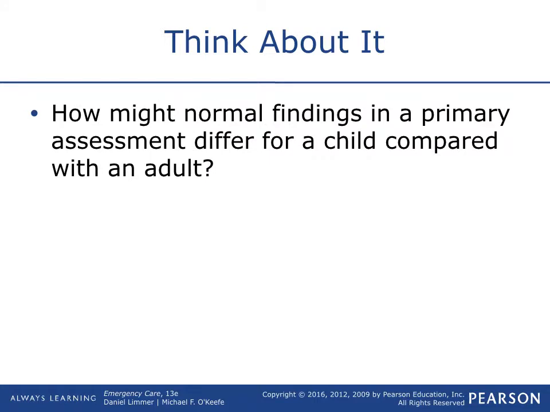How might normal findings in a primary assessment differ for a child compared with an adult? That's a great, great question, guys. Children, like I've said, can crash hard and quick. Their airway's smaller, all that kind of stuff. So there's a pediatric note in your chapter on page 301, and I would like you to read it and answer that question for us, because it is a big thing. But a child is a little bit different than an adult.